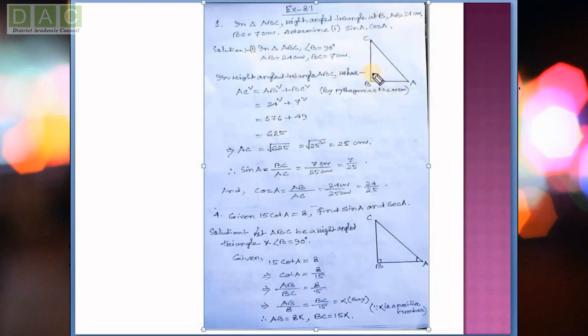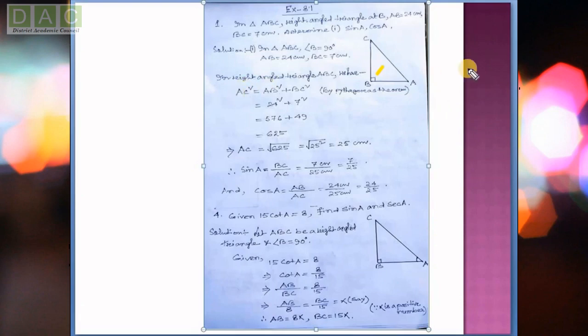It is a right angle triangle diagram. One angle is 90 degrees, angle B is 90 degrees. Then write: in triangle ABC, angle B equals 90 degrees. AB is 24 cm and BC is 7 cm. It is given to you. Now write: in right angle triangle ABC, we have, this is the Pythagoras theorem.